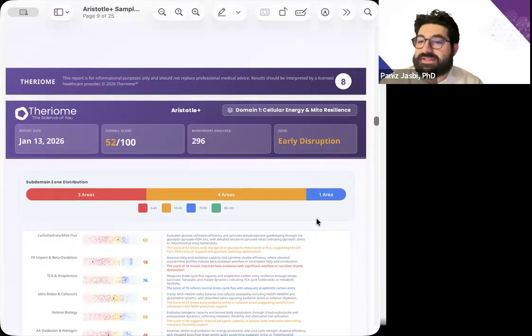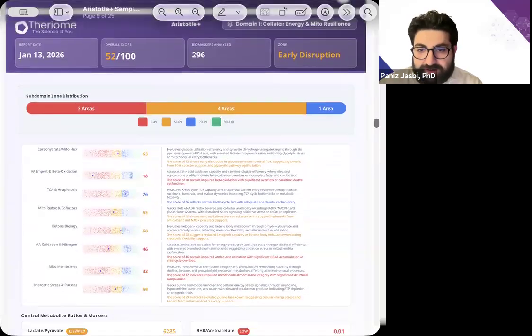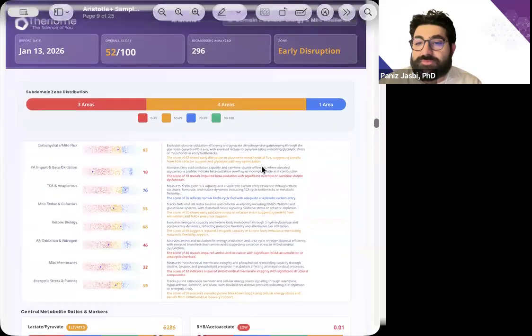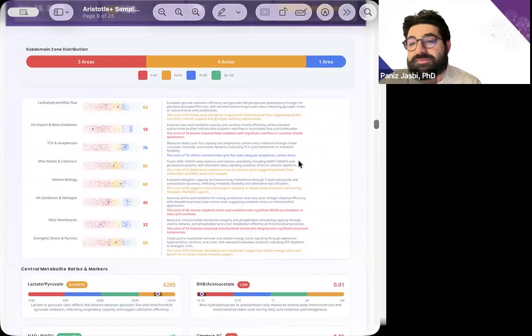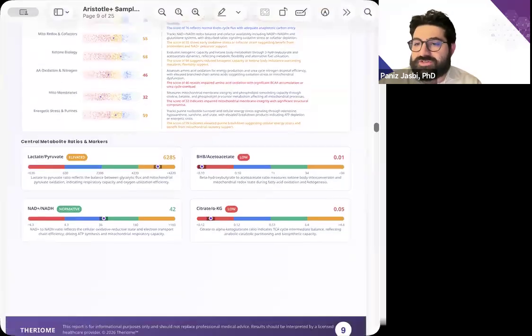So once you have the top priorities and the protocol, you use the domain pages to make the plan more specific and to define what you will monitor. Each domain page is going to follow the same structure. At the top, you have the domain score and the zone. Then you have a subdomain zone distribution that tells you how many subdomains are impaired, in early disruption, normative, or optimized, between 90 to 100. Then you have the subdomain list with a short explanation of what each subdomain measures and what the score itself implies. Finally, you have the central metabolite ratios and markers at the bottom of every domain page, which are practical anchors for your monitoring.